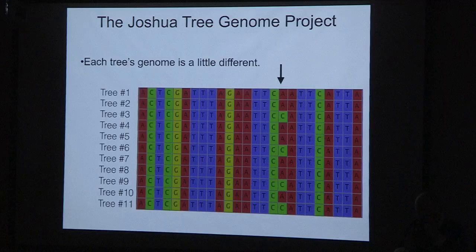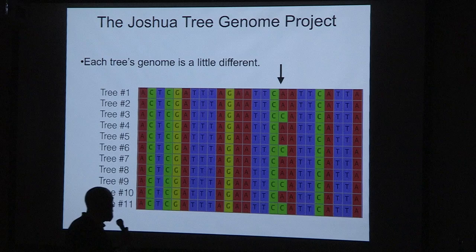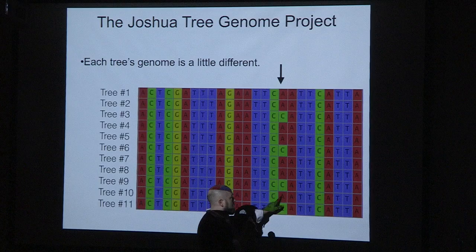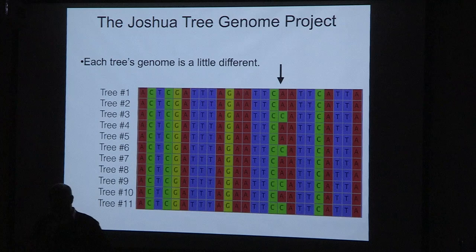So, as I said, here's a section of the Joshua tree genome, a very small section. This is actually from the chloroplast. And each individual tree that we look at, their genome is a little different. So, for example, here's 11 trees. And what you can see is that at this position, at this nucleotide, some of them have an A there, and some of them have a C.